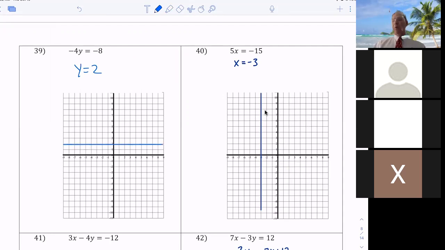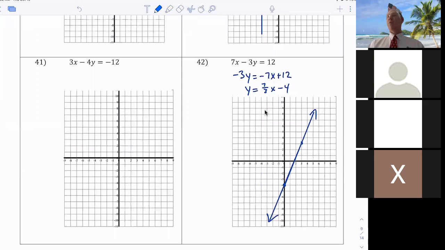Perfect. All right. And let's just go ahead and do 41 since I didn't do that with you. Come on, concentrate now. 41. Is the y value negative?